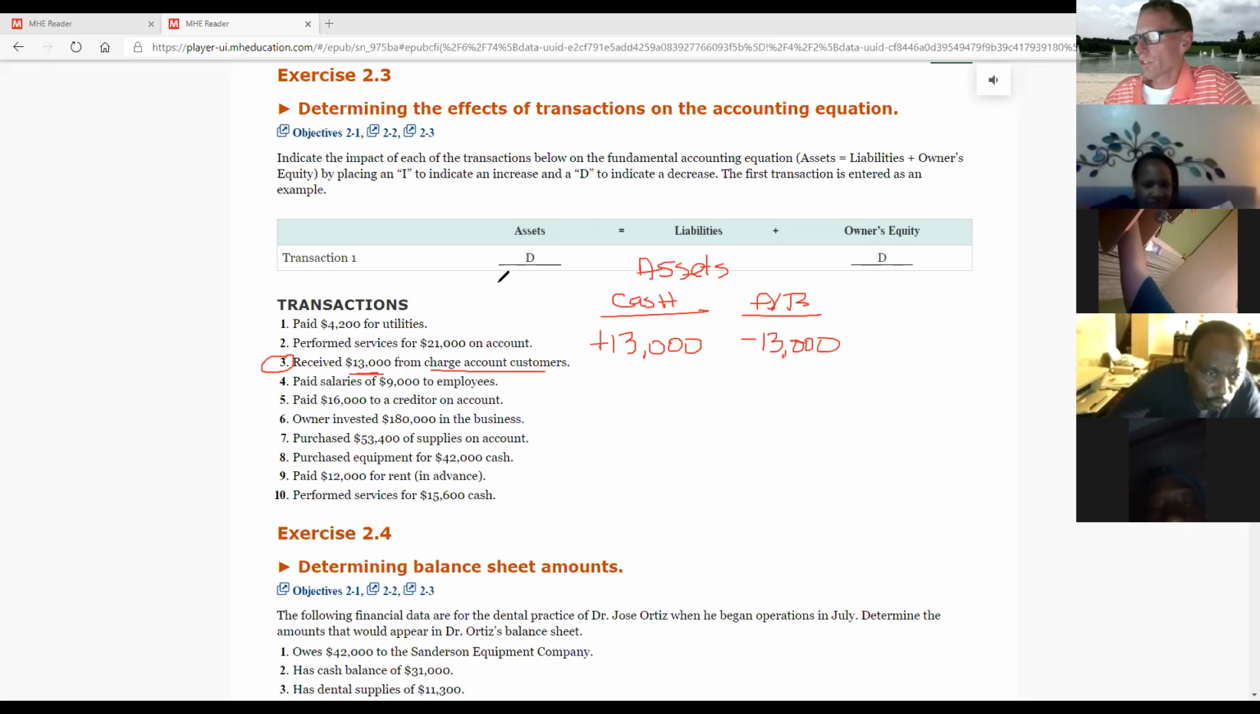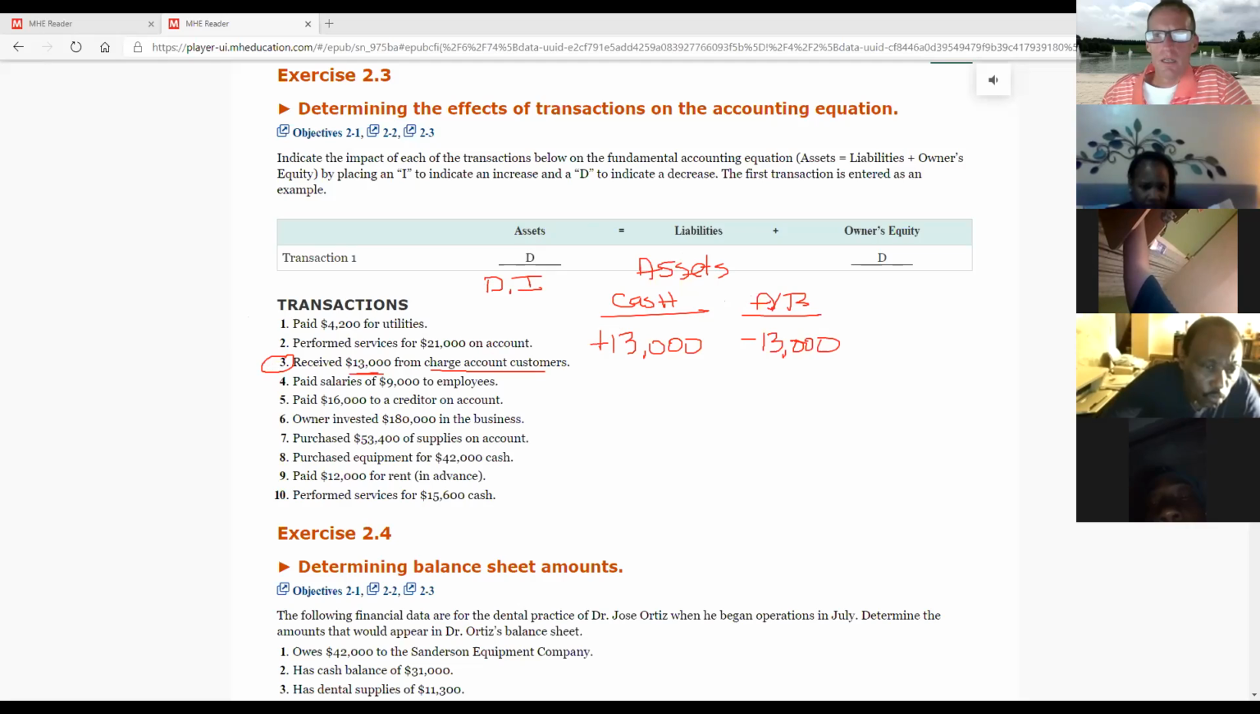If you would go and look at the solutions, they would say D and I. They would say decrease and increase your assets. And I think that might confuse people. So I like to write it out in this horizontal format. I think it's easier to kind of see what's happening. At least I hope it's easier for you guys.